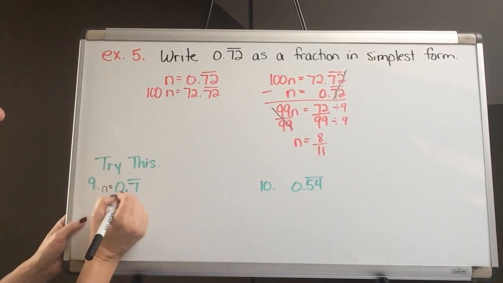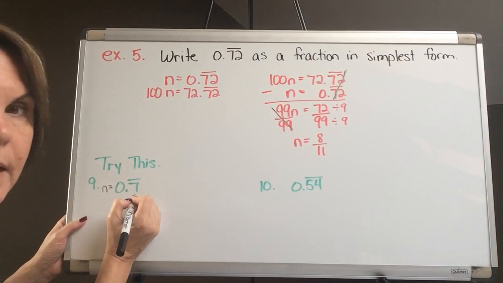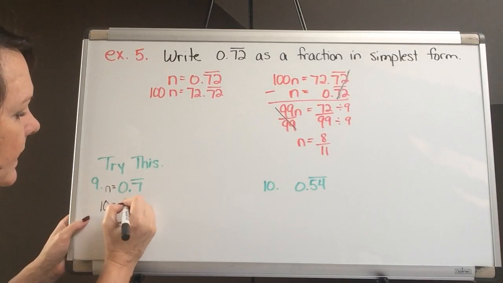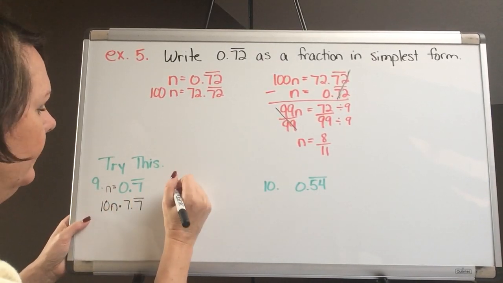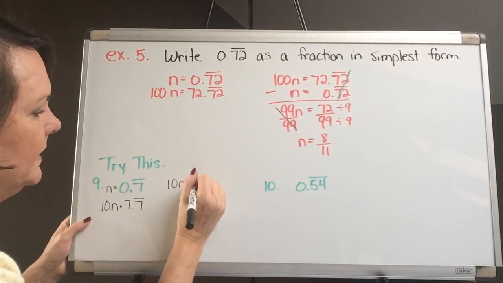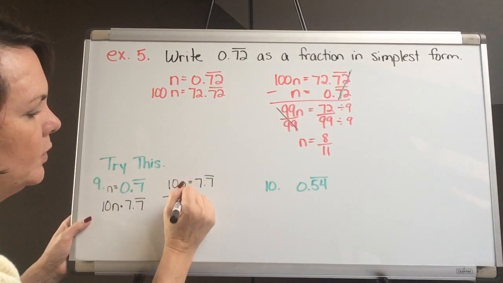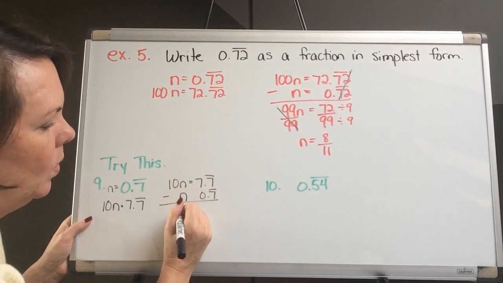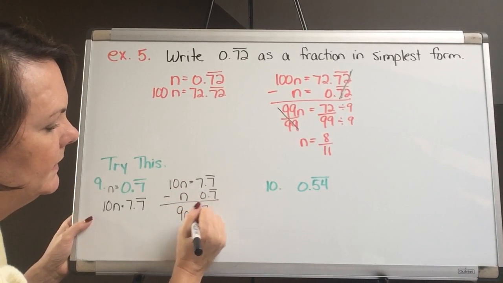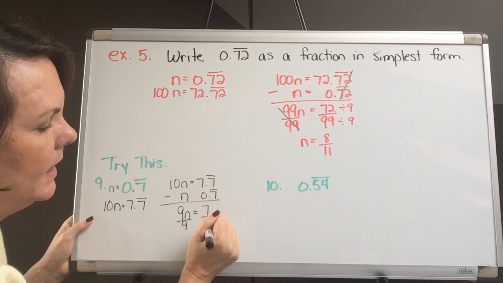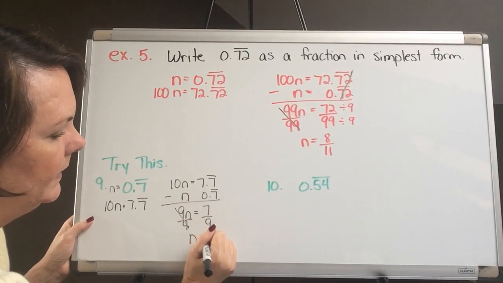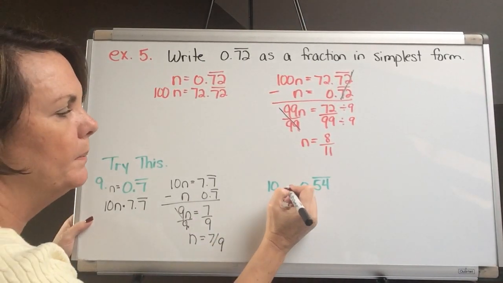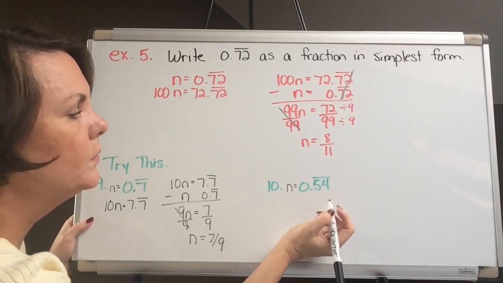Okay, my number is 0.7 repeating. One place is repeating, so I'm only going to multiply it by 10. That's going to give me 7.7 repeating. Now I take 10n, which is equal to this, and I subtract 1n, which is equal to this. 10 minus 1 is 9n equals 7, and I divide by 9 on both sides, and my number is 7/9.